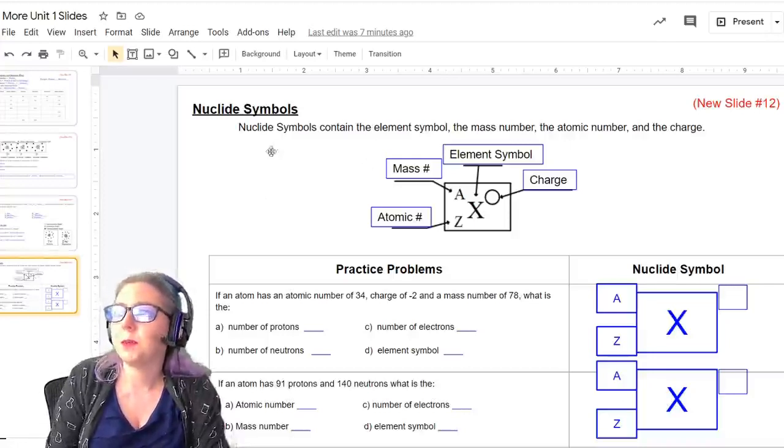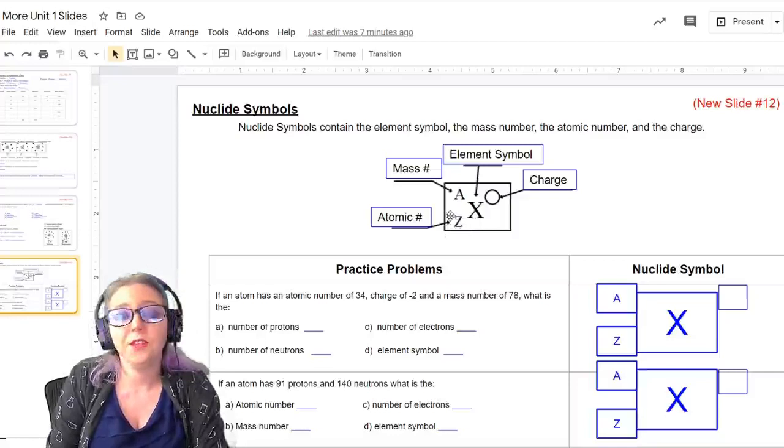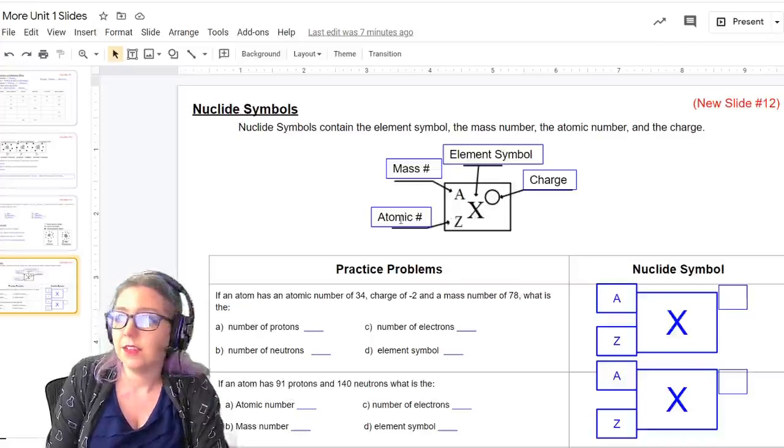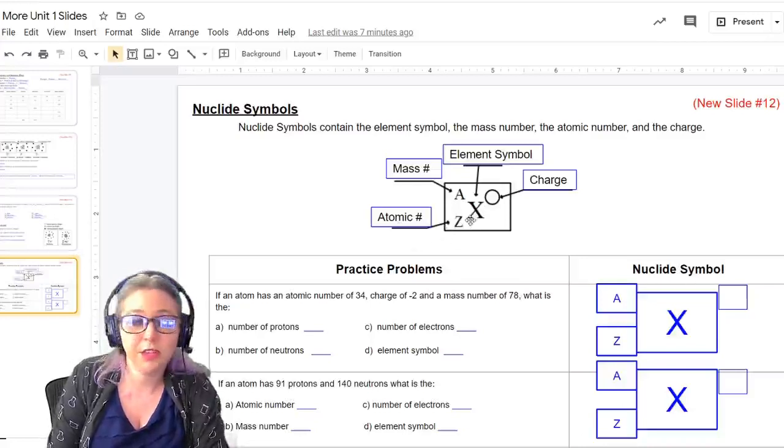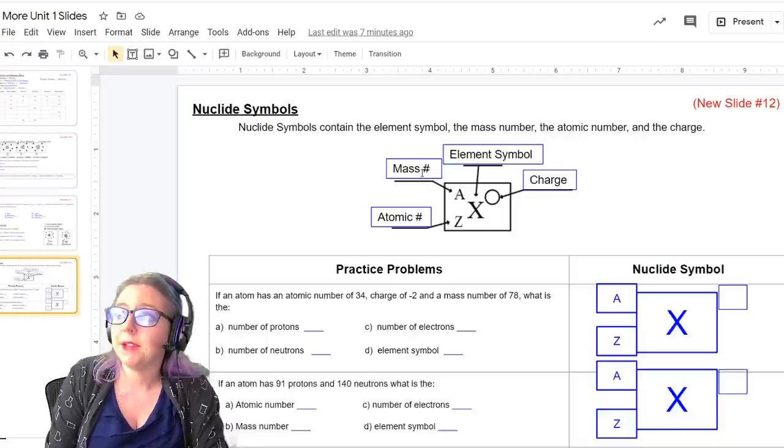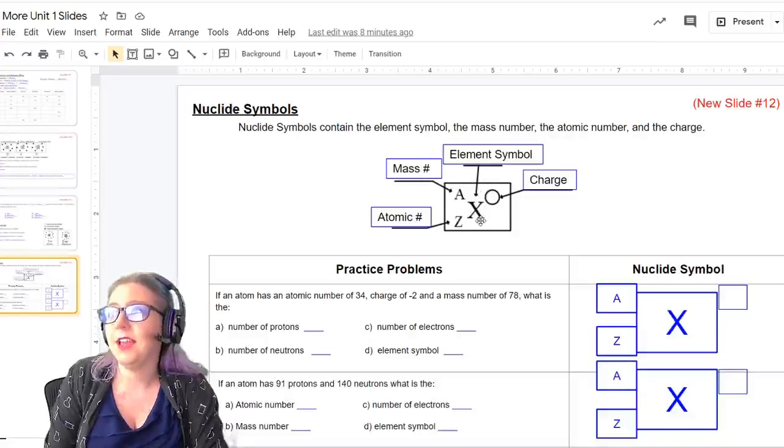So this was another word bank question, and you just click and drag it to be in the correct configuration. Z is actually shorthand for atomic number. You might see that on some worksheets. It might say atomic number and then parentheses Z. So the atomic number goes down here on my nuclide symbol. My mass number goes above my atomic number on my nuclide symbol. My element symbol is denoted with an X.